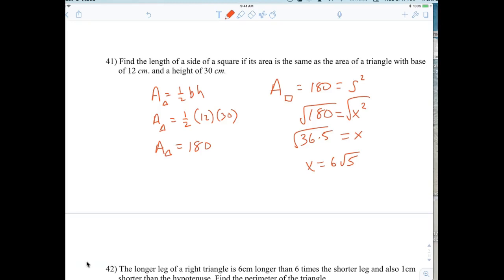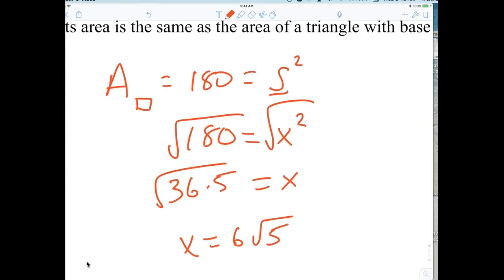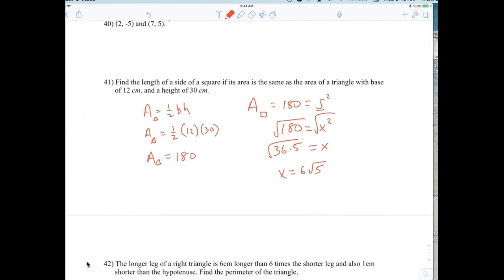Why did you take the square root? Well, because the area of a square is side squared, right? Because we're looking for the length of the side. It says the area of the square is equal to the area of the triangle. You agree with that? Yeah. So the area of the square is 180, right? So I have to find the side of the square whose area is 180.